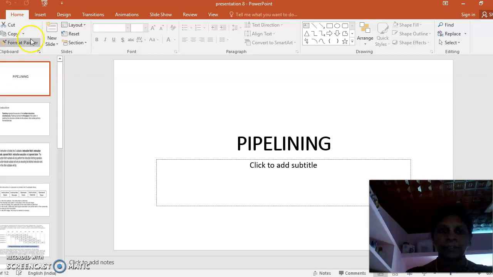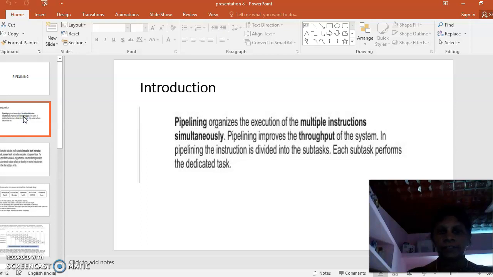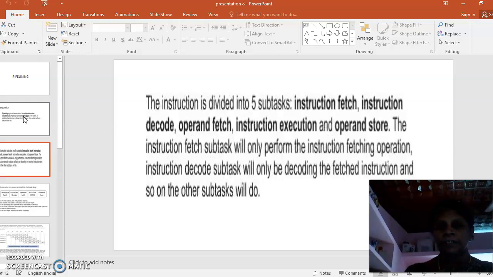In this pipelining concept, let us discuss pipelining. Pipelining organizes the execution of multiple instructions simultaneously. Pipelining improves the throughput of the system. That is, in pipelining, the instruction is divided into subtasks, and each subtask performs a dedicated task.